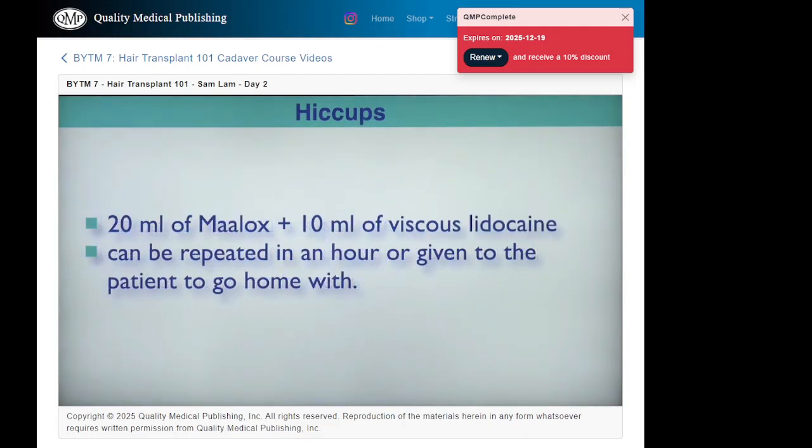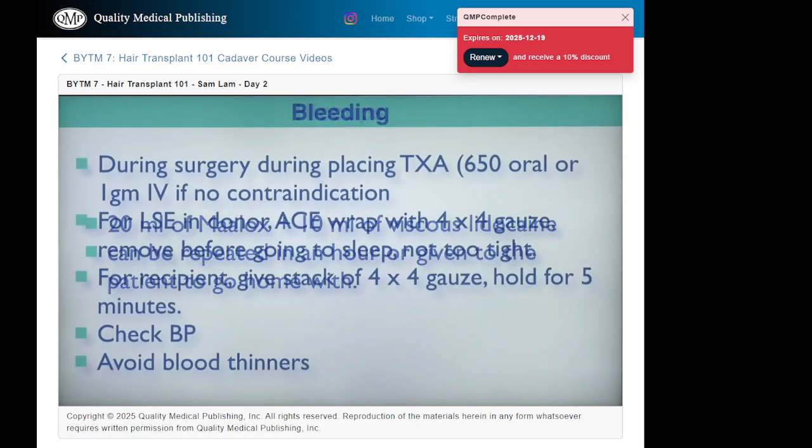Hiccups. I occasionally get a phrenic nerve irritation. That's pretty rare, but I see it maybe once a year. What you do is take 20 milliliters of Maalox mixed with 10 milliliters of viscous lidocaine and have them down it, and then wait an hour. If it's still there, do it one more time. Usually within 1 or 2 rounds, it's down. Or you just give them a little bit of a cocktail to go home with if they don't want to wait. Again, you have all these slides, okay?